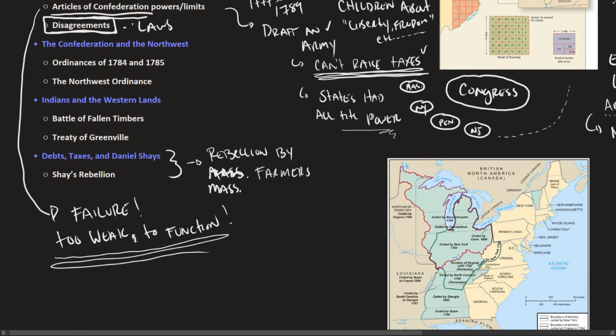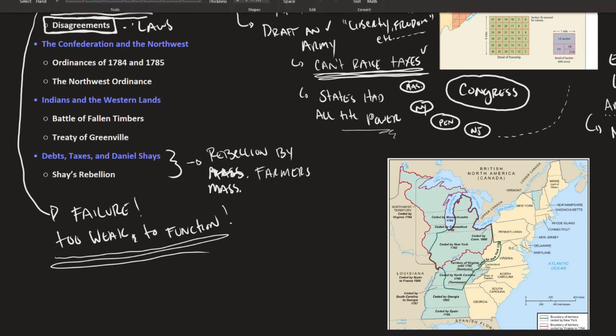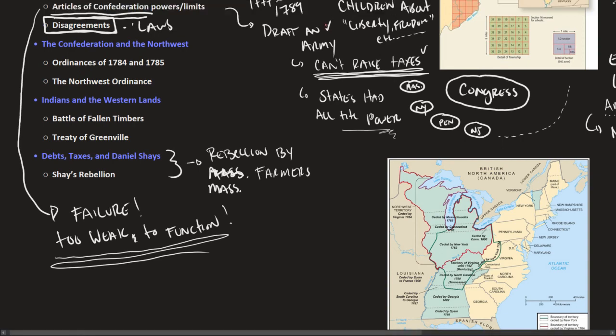And the fact that the Articles government could not deal with this rebellion adequately, the fact that it could not draft an army and put down Daniel Shays' rebellion, gave a lot of people reservation about the future of the country and whether or not it could survive.